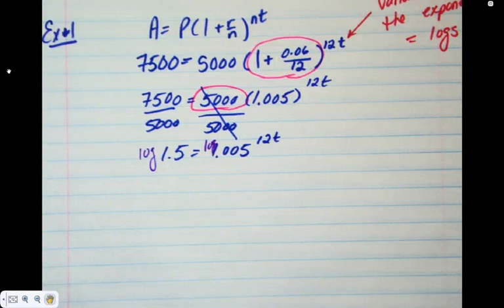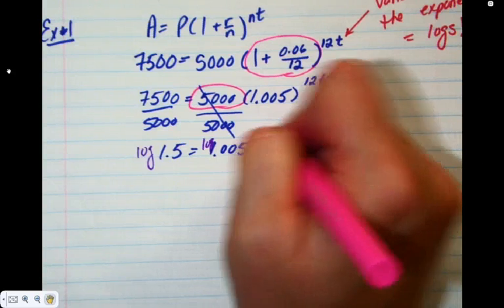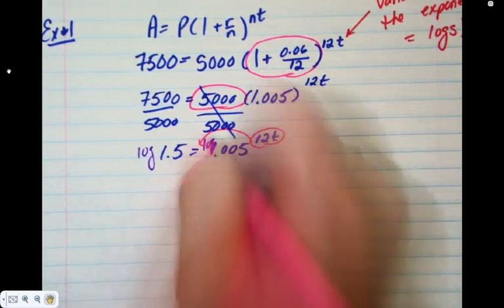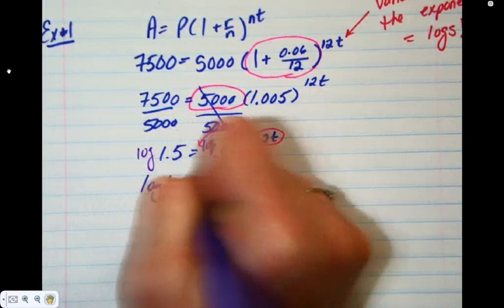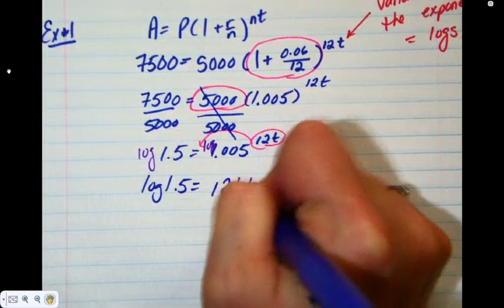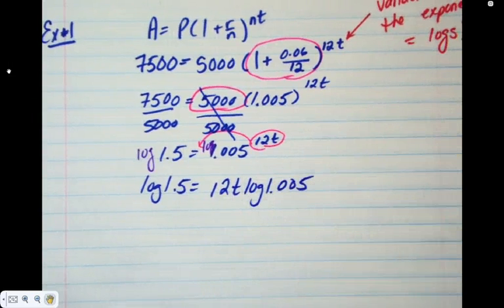Step 2, move the exponent to a coefficient. So I've got log 1.5 on the left, and then 12t log 1.005 on the right.